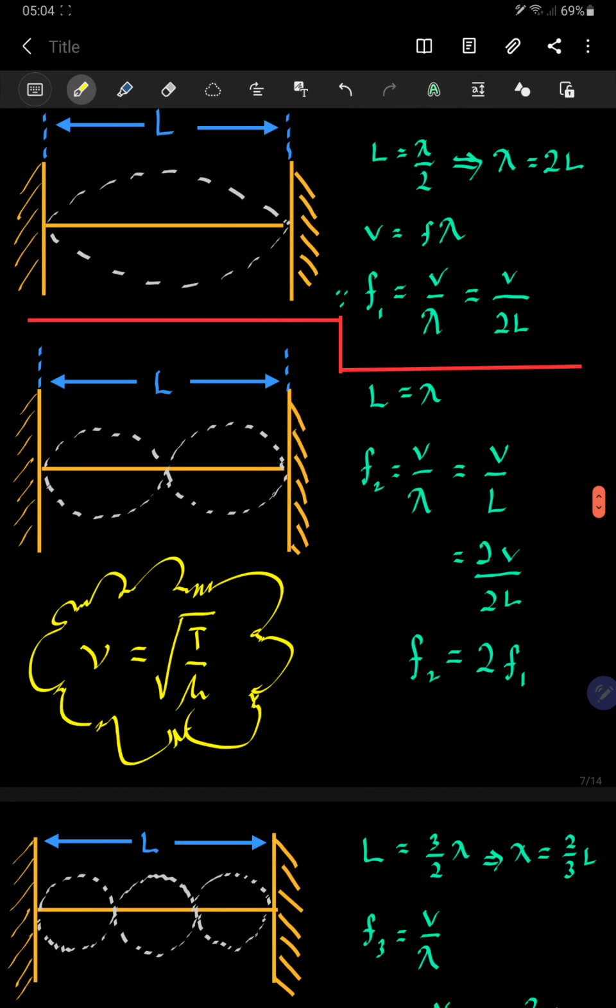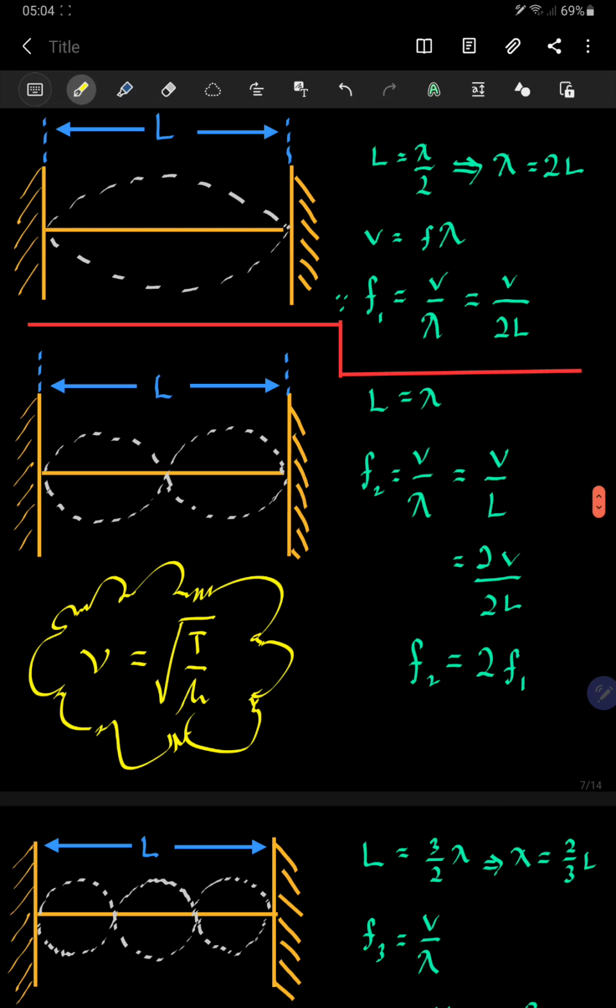For the second part, on the second frequency, how to get the equation? There are 2 antinodes, so this L now equals 1 complete lambda, isn't it? So L equals lambda. According to V equals F lambda again, F equals V over lambda, and here lambda equals L. So F2 equals V over L, where V over L still equals 2V over 2L. I need to expand this equation because I want to get V over 2L, which now equals F1. So you get F2 equals 2F1.